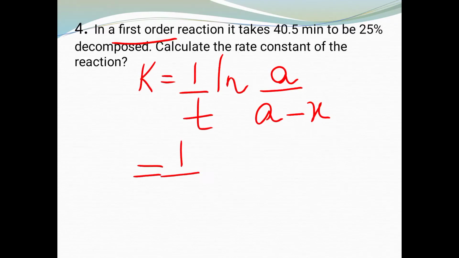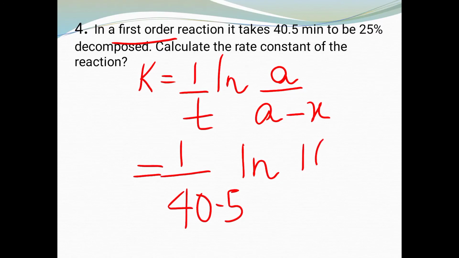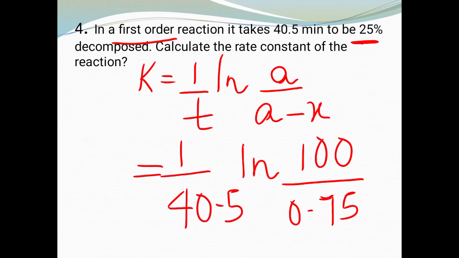So it is 1 upon T. What is your T? It's your time, which is 40.5. Then you have to take ln of A upon A minus X. That is, your initial concentration is always assumed to be 100. A minus X means 100 minus how much has been decomposed. That's 25%. So what's not decomposed you have to take. That is around 0.75. Fine. So once you solve this, you get your answer as this.